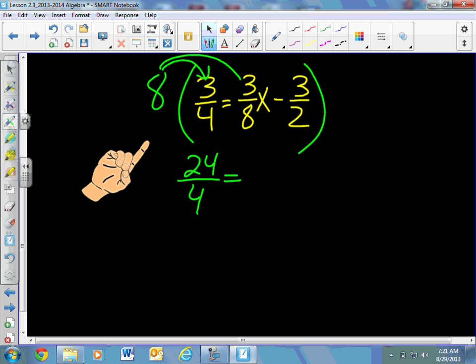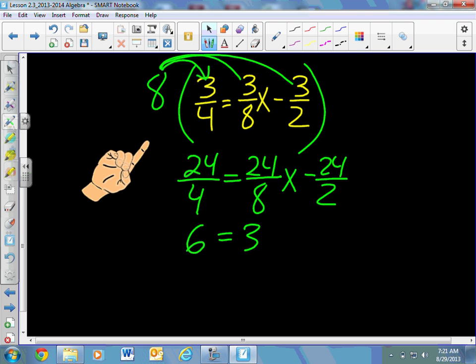8 times 3, that's another 24 over 8x. And 8 times 3, negative 24 over 2. All right, that's pretty much it. I'm going to simplify these fractions because now I can. It's a lot easier to work with. 6 equals 3x minus 12.